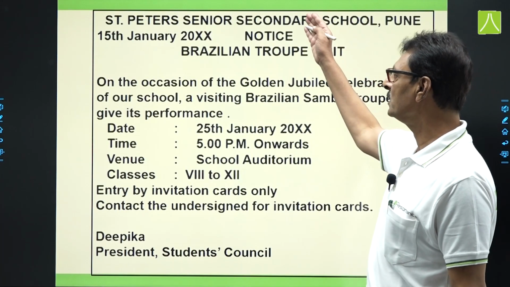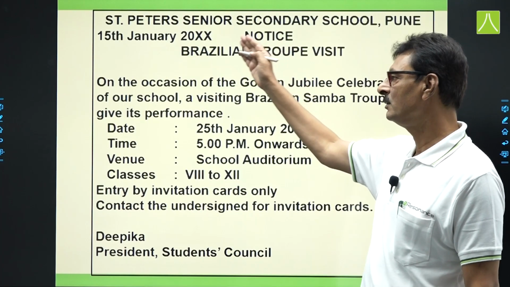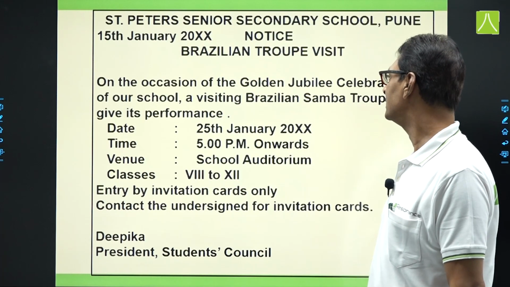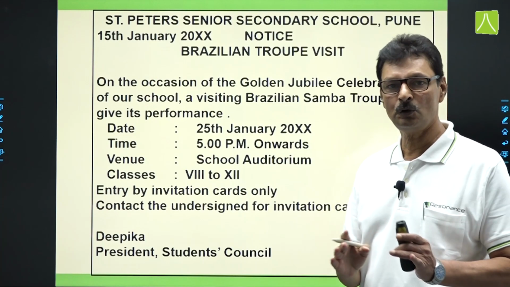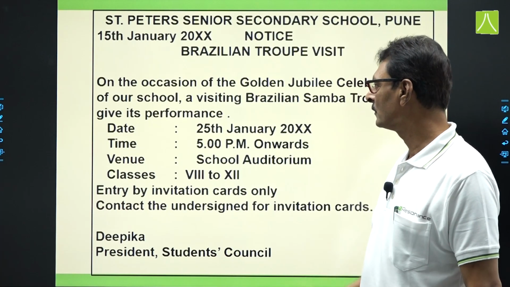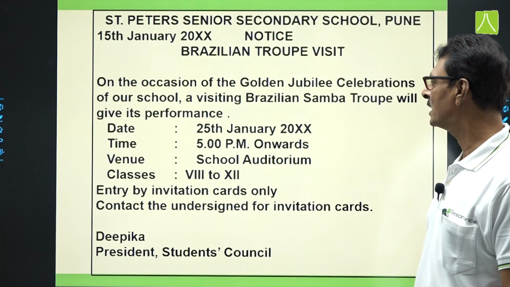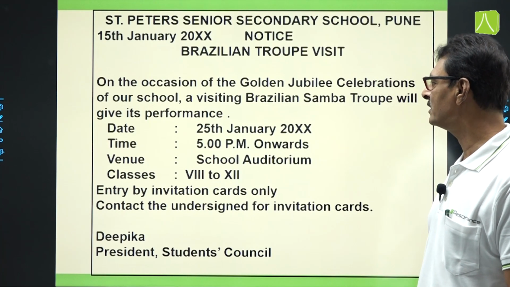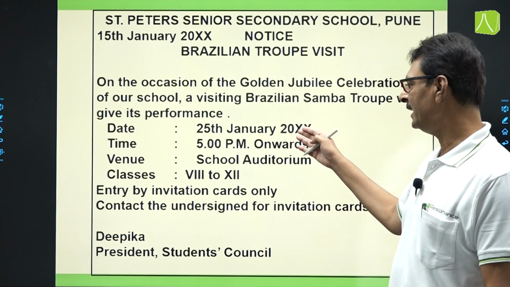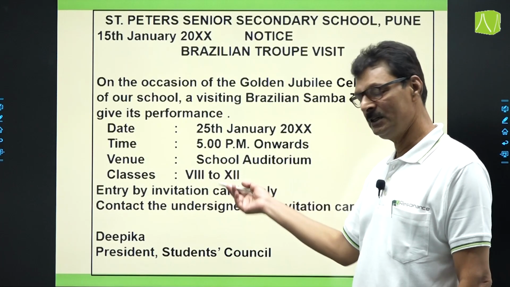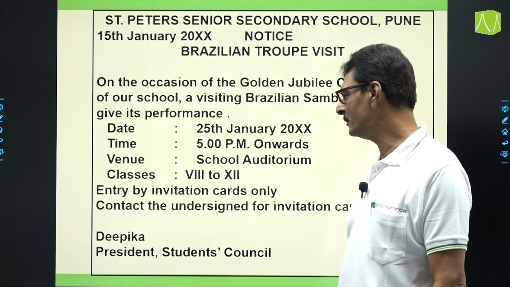The name of the issuing authority, notice, 15 January, the notice is being put up. Visit: Brazilian troupe visit. Troupe is a group. On the occasion of the Golden Jubilee celebration of a school, a visiting Brazilian samba troupe will give its performance. Date, time, venue. Yes, it is for students of class 8 to 12.